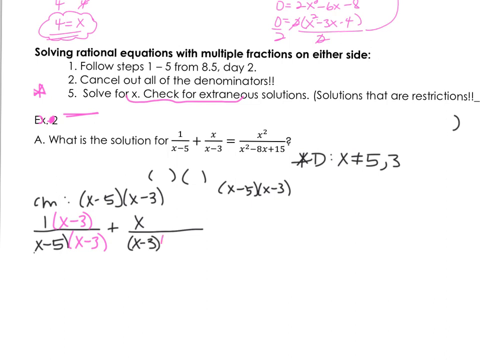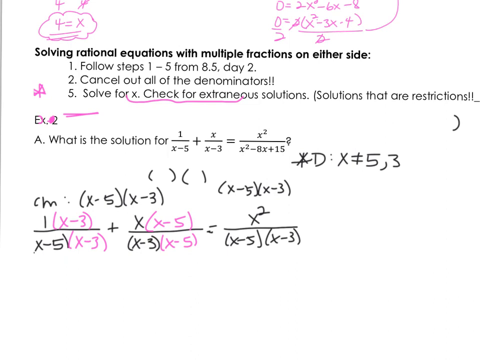And now we need the x minus 5. Like so. So this is very similar to what we did in 8.5 day 2. What's nice on this right-hand side is it already has the common denominator, x minus 5 and x minus 3, or the LCM. So we don't have to make any changes on that right-hand side. All right, so once you do that, let's go ahead and simplify those numerators.